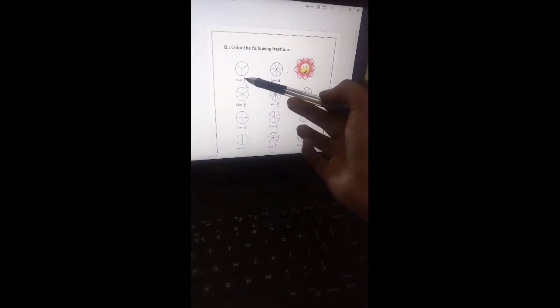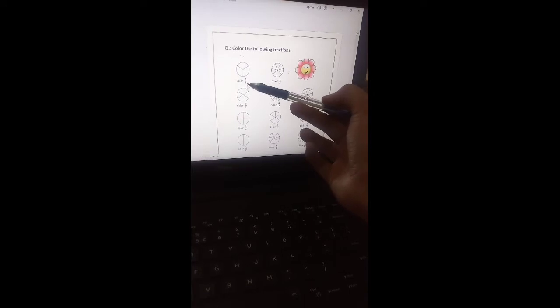The fraction is given here, okay, and you have to color 2 parts out of 3 total. Okay, here the total parts are 7. You have to color 6 parts.